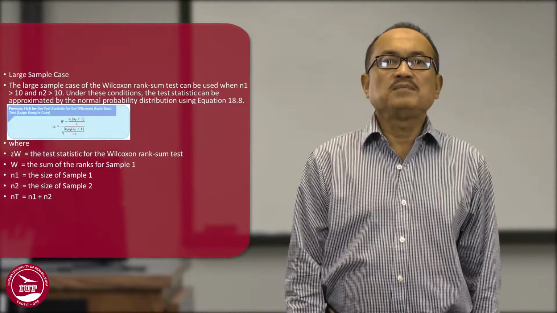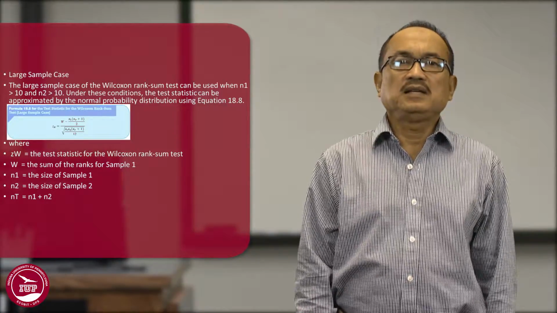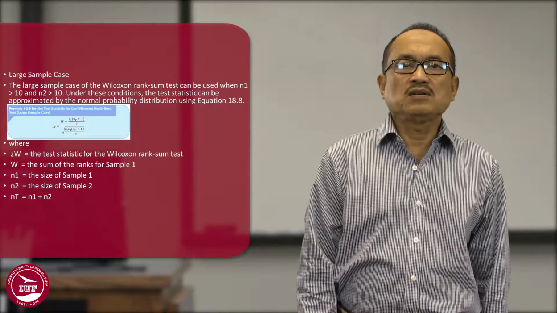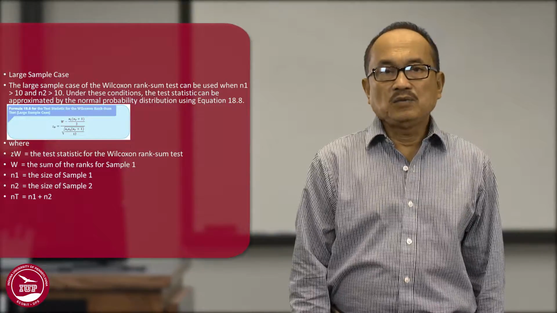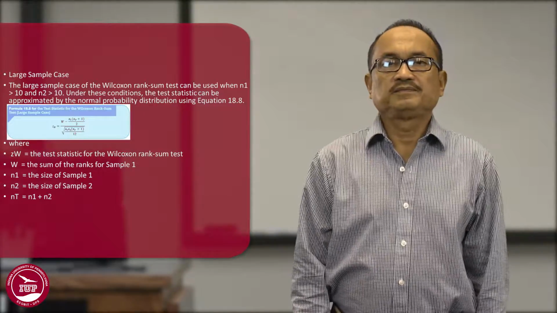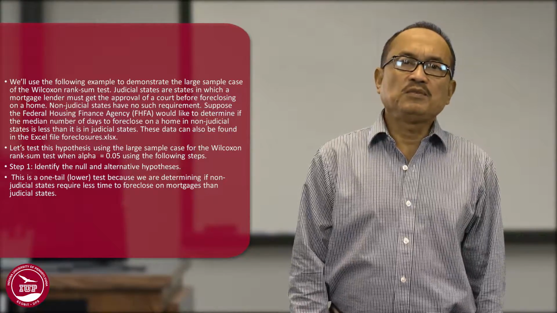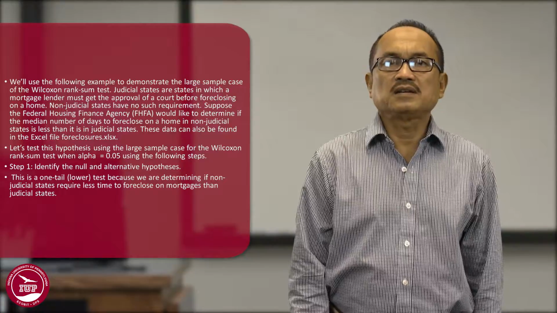W is the sum of ranks for sample 1. N1 is the size of sample 1. N2 is the size of sample 2. Nt is N1 plus N2. We will use the following example to demonstrate the large sample case of the Wilcoxon rank sum test.